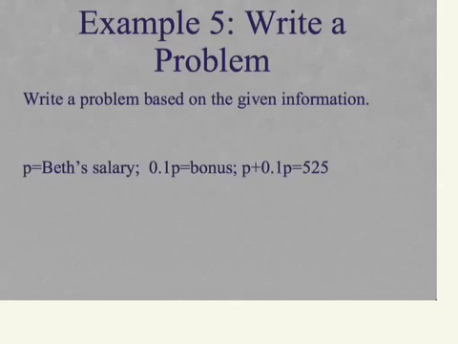This is our final example, example 5, and what we're asked to do is write a problem. So we're going to be given some information and we're going to write a problem. In this case, we're given that P is Beth's salary, 0.1P is the bonus, and P plus 0.1P is equal to 525. And what we have to do is come up with a problem around this concept.